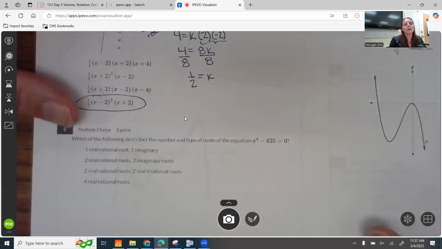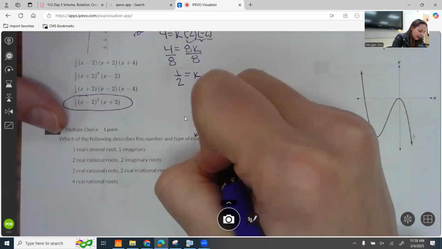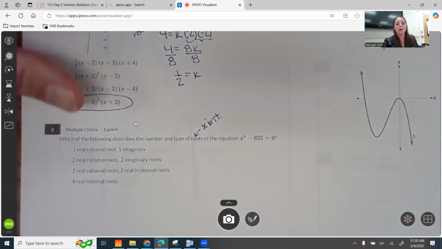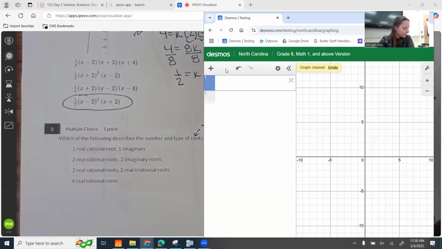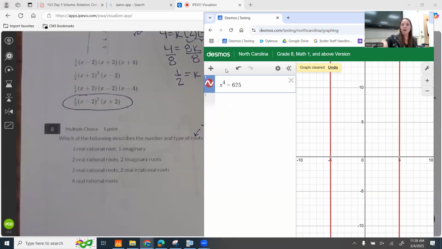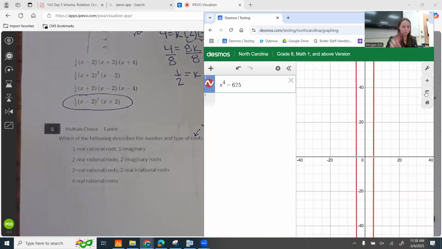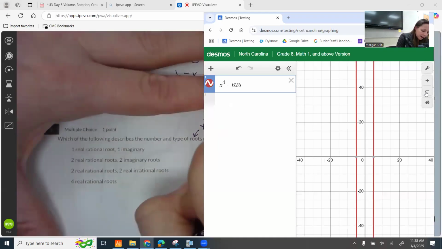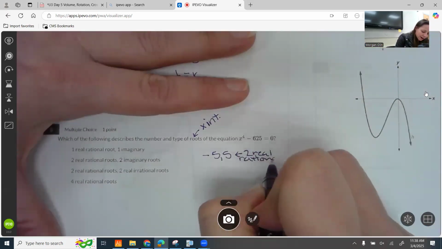Which of the following describes the number and type of roots? Well, roots, again, you will find those on the x-axis, so our x-intercepts. I'm going to graph this, x raised to the 4th minus 625. I don't really care how high or how low it goes. I just care about these right here. If I zoom out, I don't see any other ones. I only see 2. And negative 5 and 5 are considered 2 real rational. These can be written as a fraction.